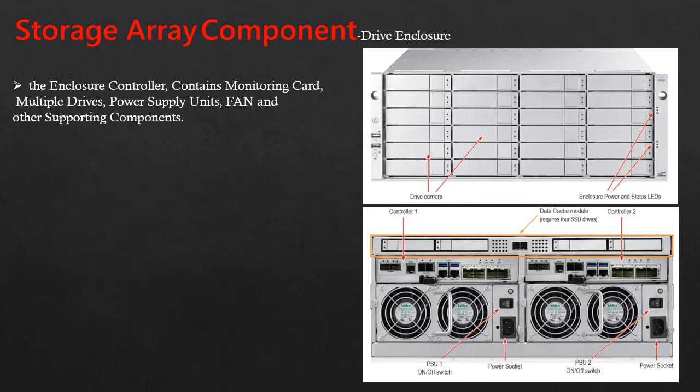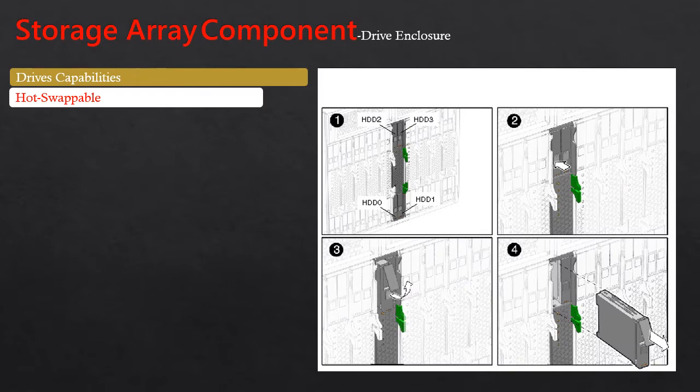A drive enclosure is an enclosure that contains an enclosure controller, monitoring card, multiple drives, power supply units, fans, and other supporting components. The drives in the drive enclosure are hot swappable. This means that we can unplug a drive when it fails and then plug in a new drive.